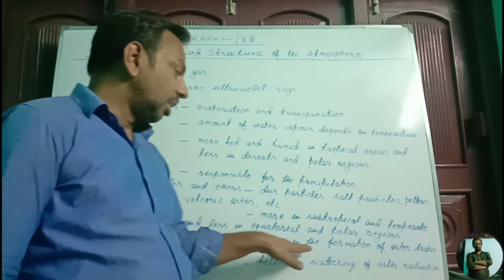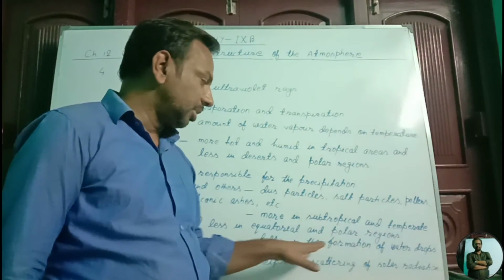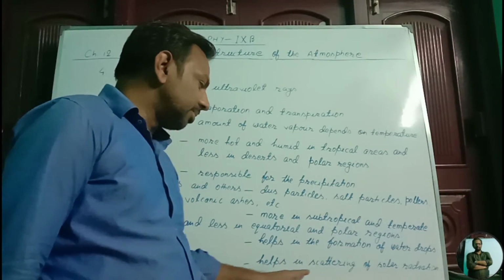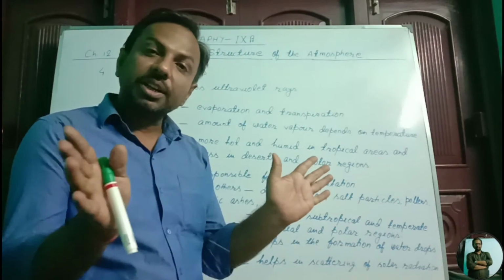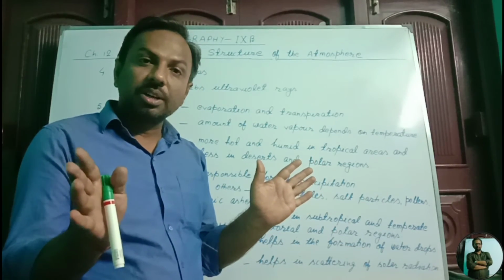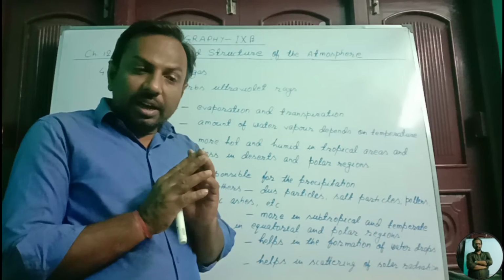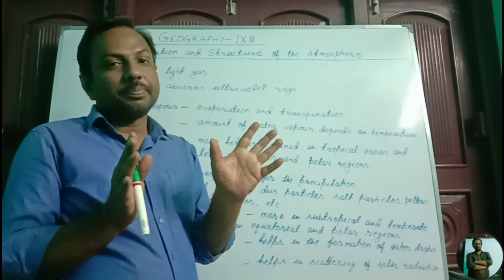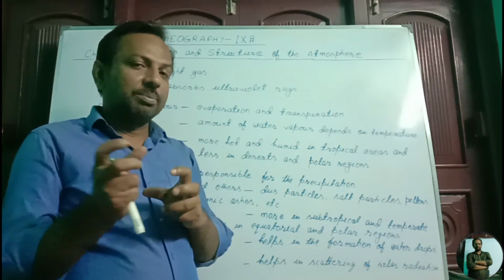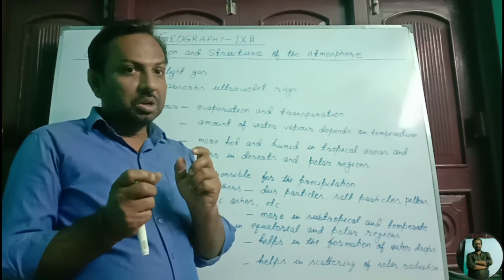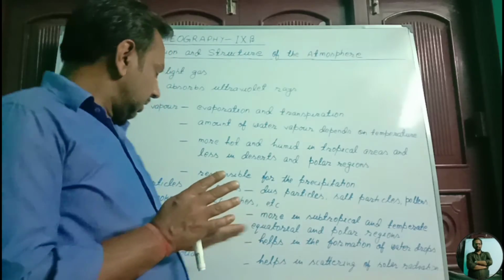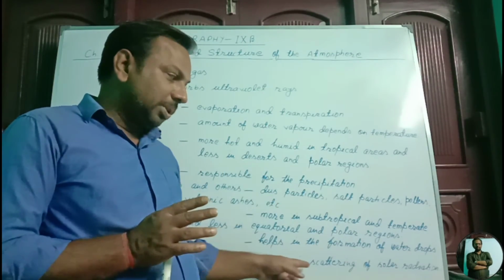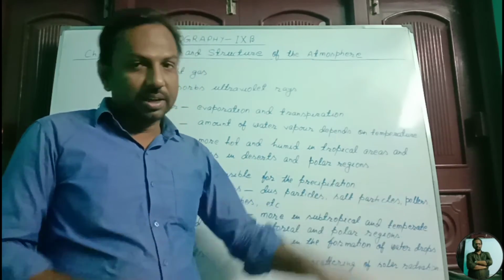It helps in the formation of clouds. It helps in the formation of water droplets, and it also helps in the scattering of solar radiation. Scattering of solar radiation means it distributes solar radiation in different directions. All the solar radiation cannot come together at one point. So due to dust particles and other particles, they are also responsible for the scattering of solar radiation.